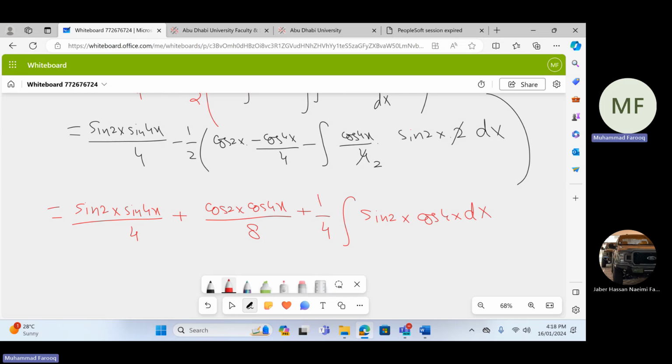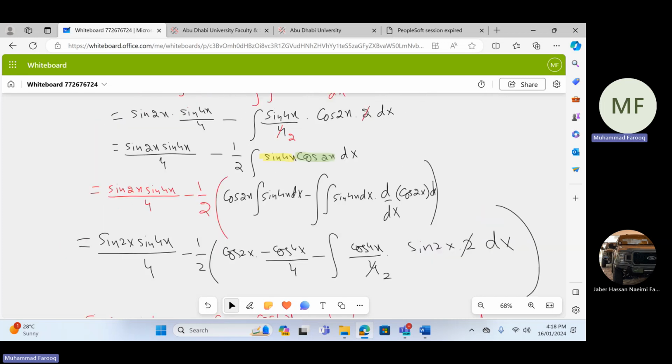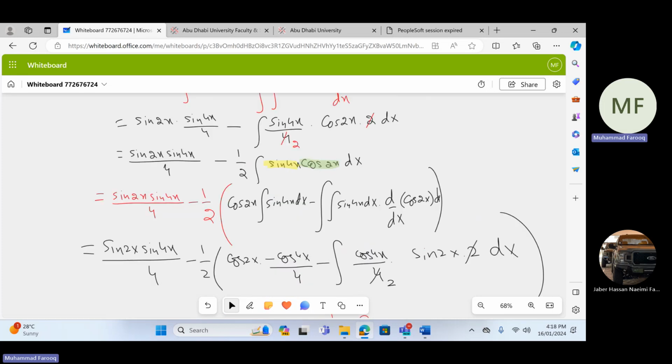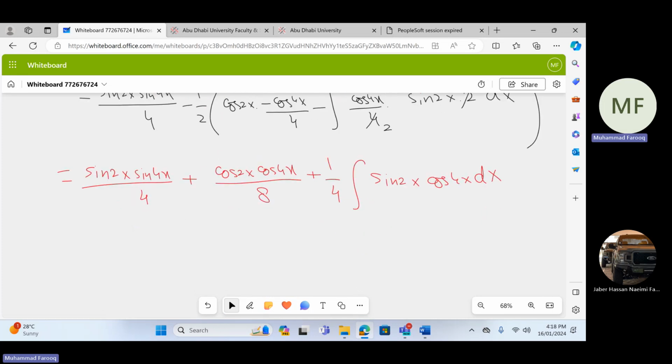Yes, so you integrated the cosine 4x and sine. Now look at here. Is this the question or no? You should get back to the question. Of course. Otherwise, again, never stop. So sine 2x cosine 4x. Oh, I have sine x cosine 4x. Yes, that's why you chose cosine to be the first.